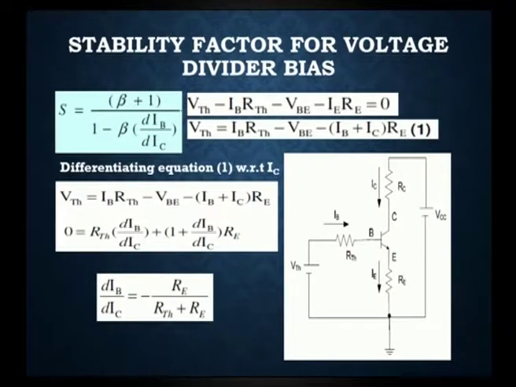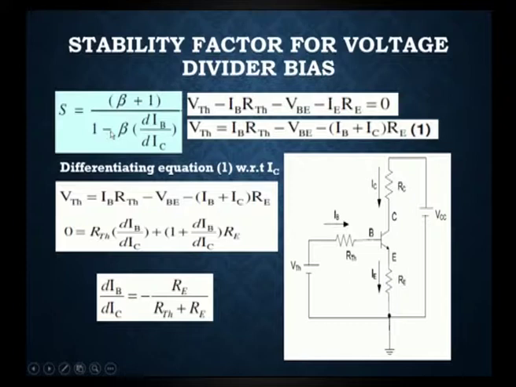For the stability factor, when we consider the voltage divider bias, it is the same expression that we already discussed for the fixed bias: S is equal to beta plus 1 divided by 1 minus beta into DIB divided by DIC. With the help of KVL we got this expression, that is VTH minus IB into RTH minus VB.